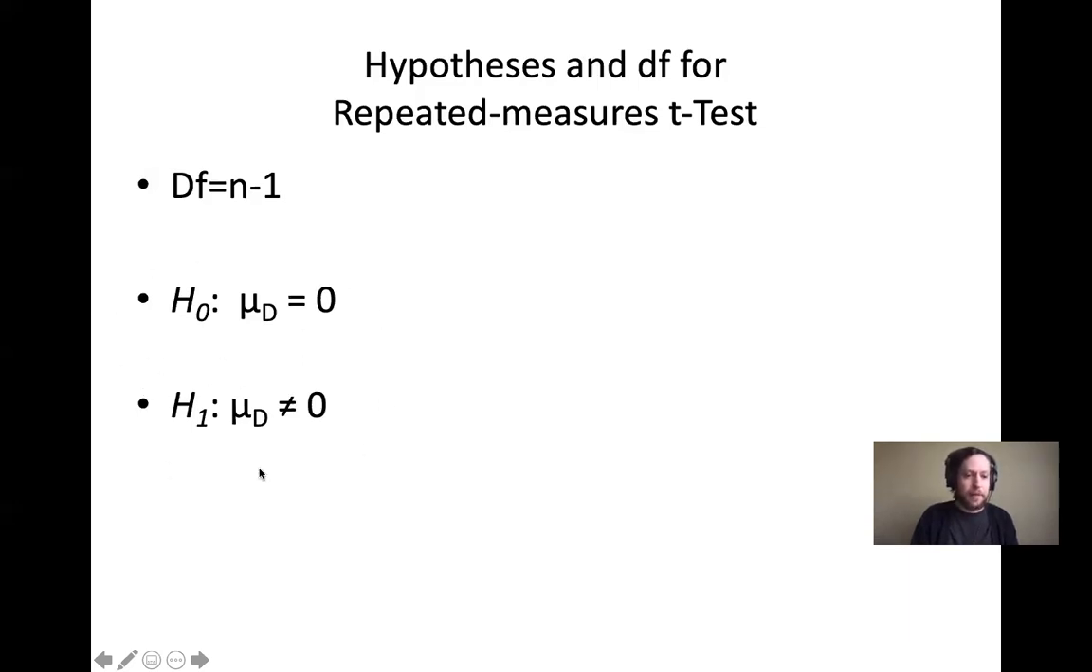The research hypothesis just says, we should be used to this kind of idea by now, that the difference score is not 0, which means that the mean difference score could be greater than 0 or the mean difference score can be less than 0. This is the research hypothesis right here.